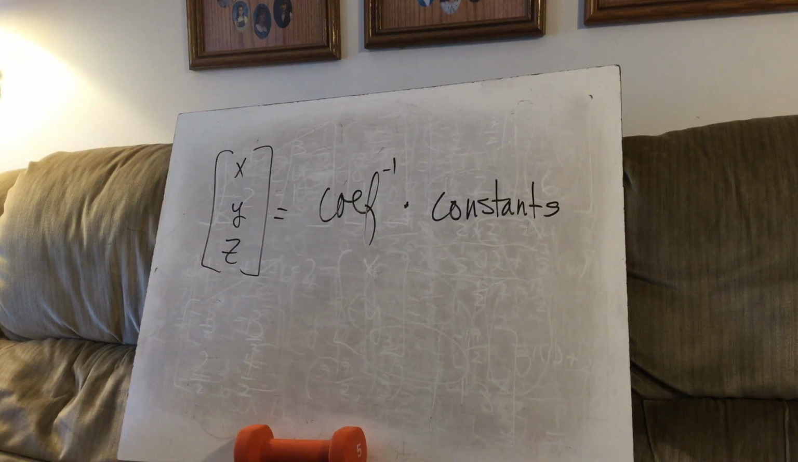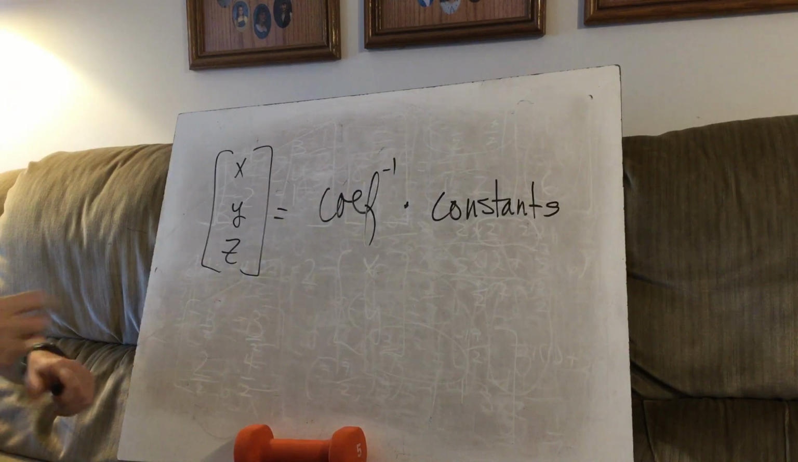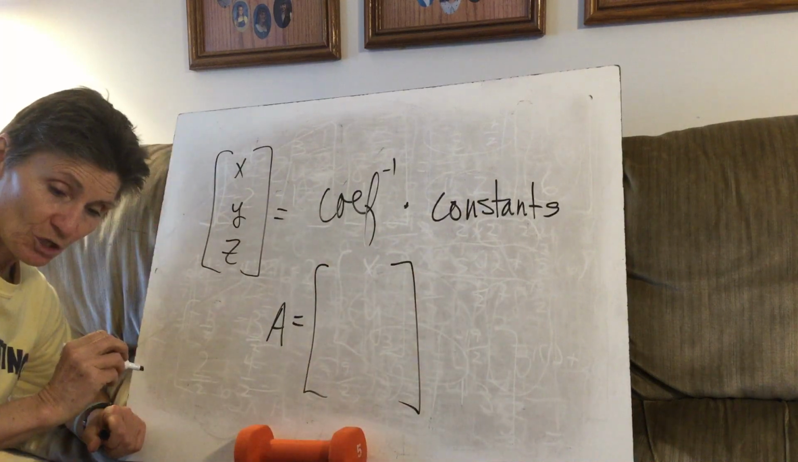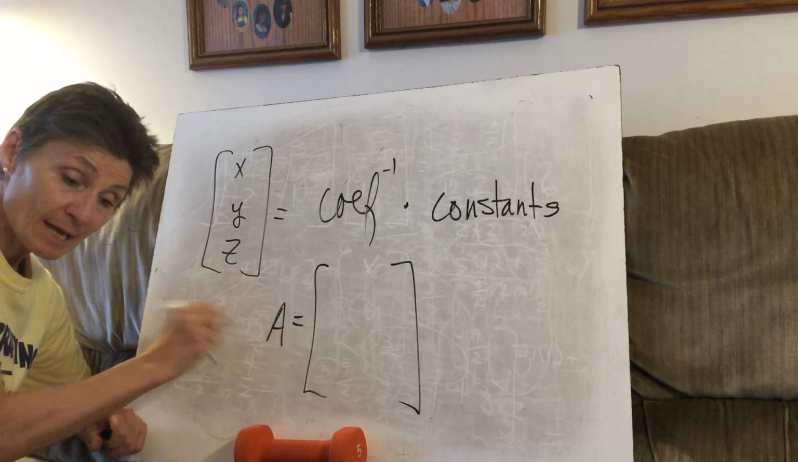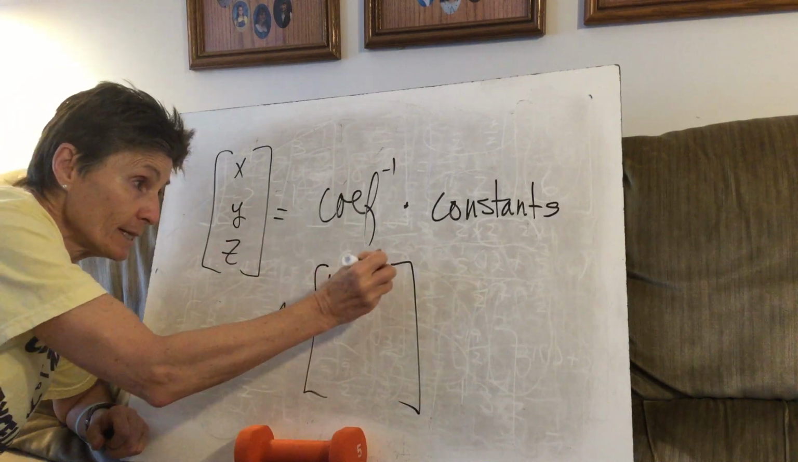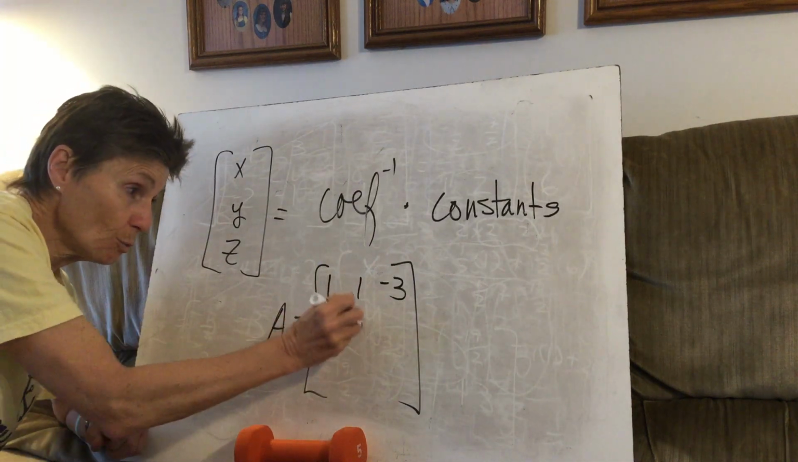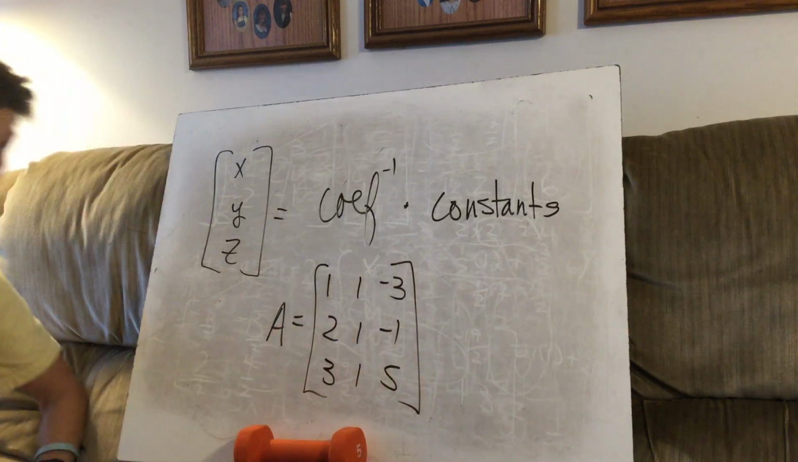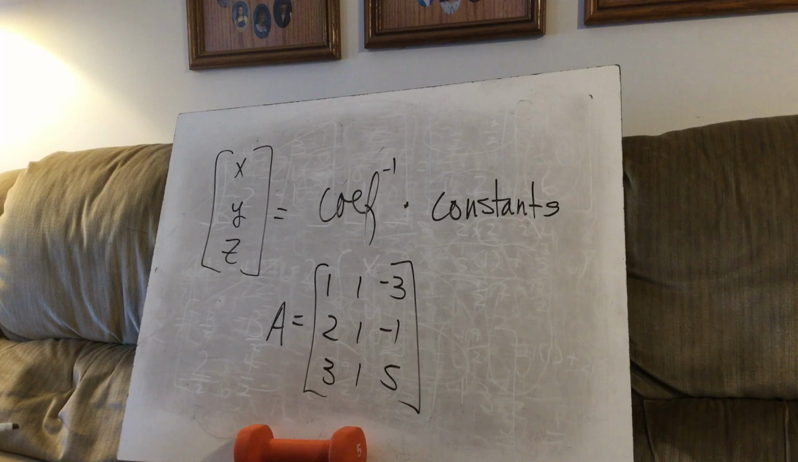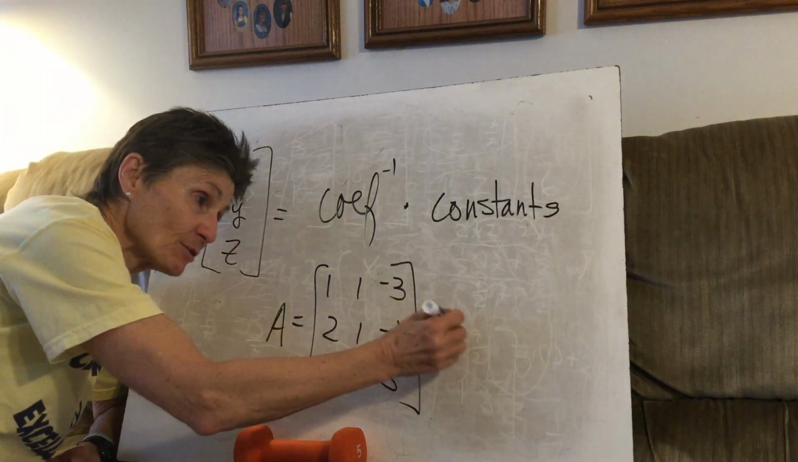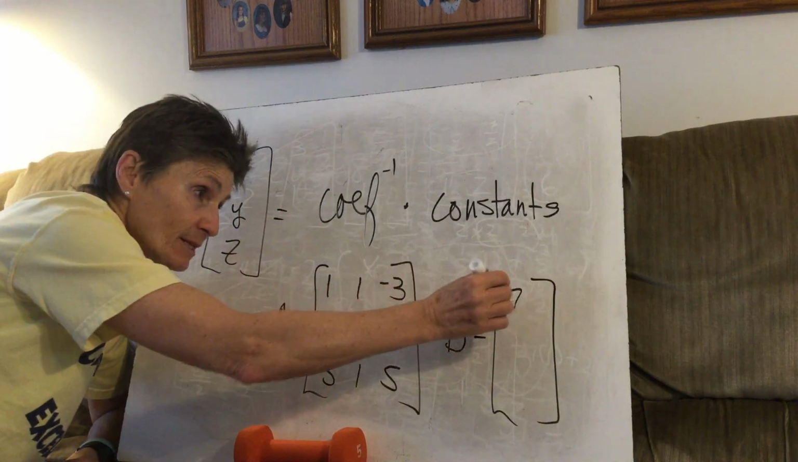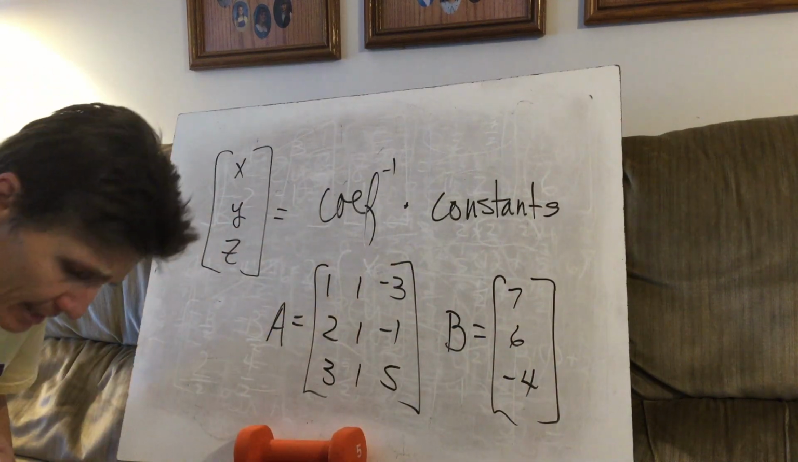So, we're going to put 2 matrices into our calculator. We're going to put in a matrix, we'll just call it A, and it is going to be the coefficients. So write down on your paper, A equals 1, 1, negative 3, 2, 1, negative 1, 3, 1, 5. I'm doing problem A. Those are your coefficients. And then another matrix, B, which is going to be your constants. And your constants are 7, 6, I think that's a negative 4.